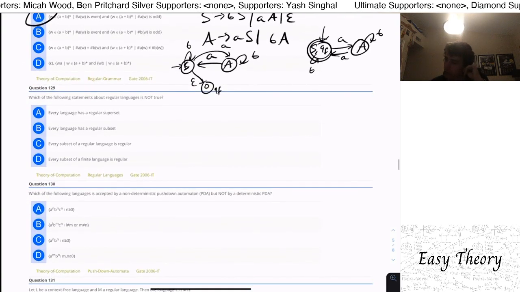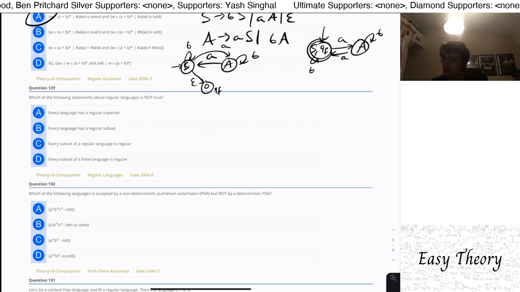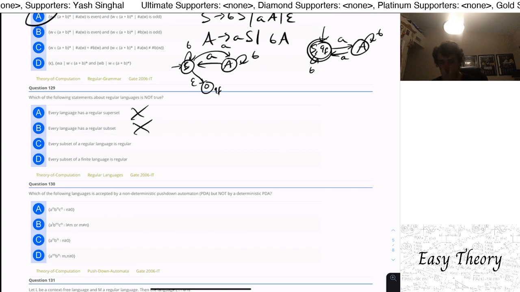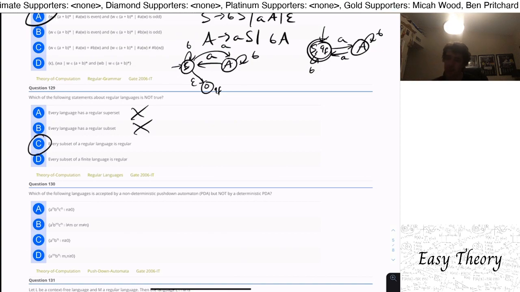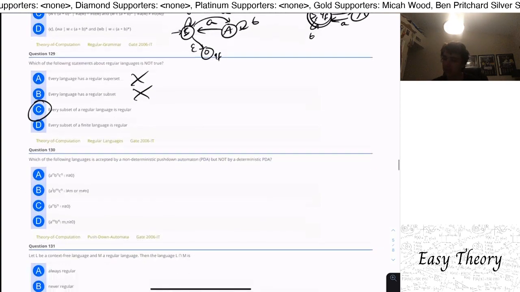Which of the following statements is not true? Every language has a regular superset. Yes, that's true, because sigma star is a regular superset, so it's not that. Every regular language has a regular subset. That's the empty set. Every subset of a regular language is regular. Nope, that's not true. So C is the answer. Every subset of a finite language is regular. Yes, because it's always finite.